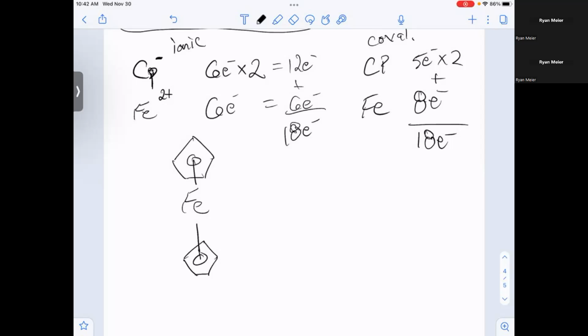And it's referred to also as a sandwich complex because those 2 rings are actually kind of in parallel with each other. And so you end up with a metal compound kind of just sandwiched between those 2 rings. There are other sandwich compounds that we can make with other metals, but they aren't very stable because iron's the one that's 18 electrons.